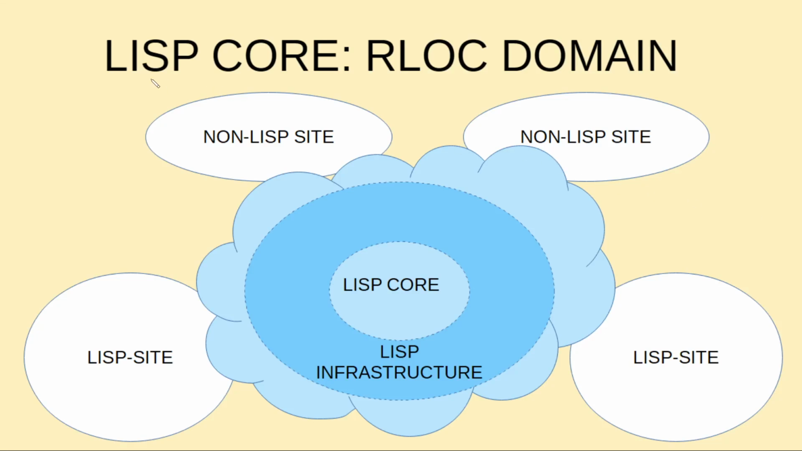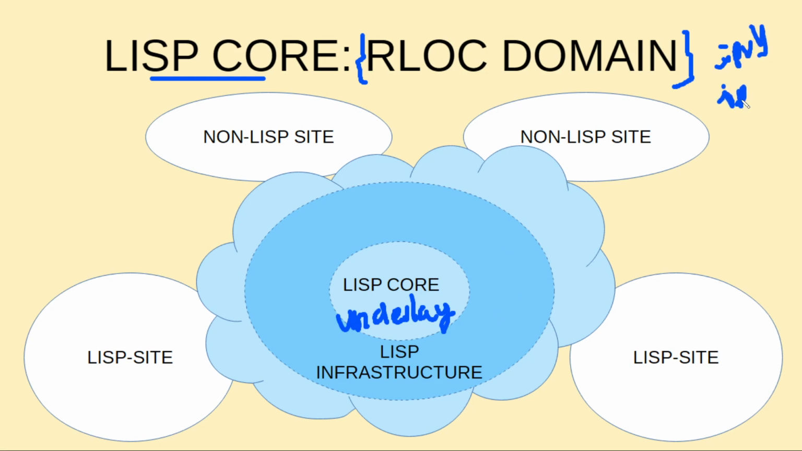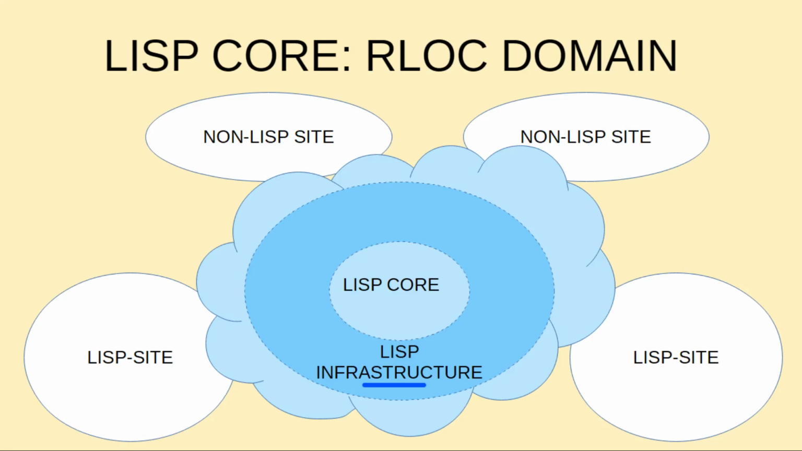Next, we have the LISP core. The LISP core is also known as the RLOC domain because we are going to be running here an underlay protocol that is going to be in charge of advertising all the RLOC IP addresses throughout the core. We can use IPv4 addresses or IPv6 addresses for the RLOCs. In the LISP core, we have the LISP infrastructure. That is a set of devices that perform different roles.